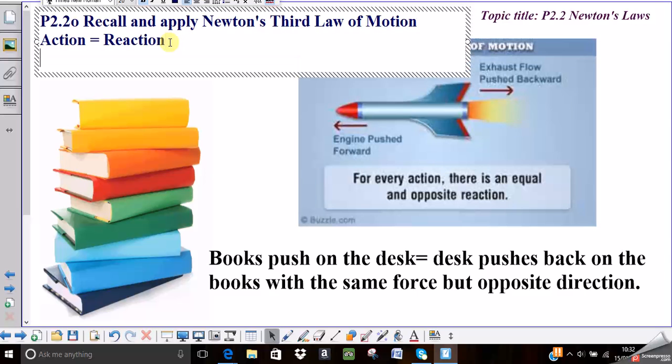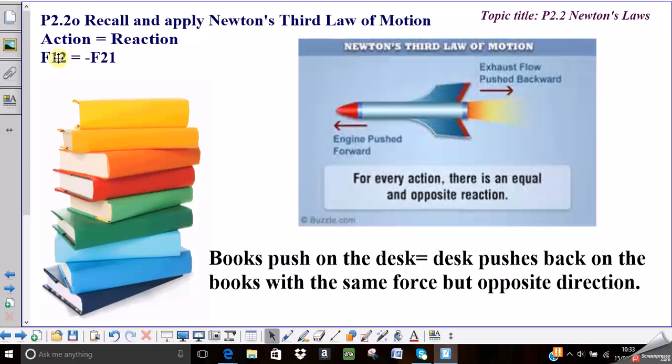Now I also add it like this, F12 equals minus F21. That means the force one object exerts on the other equals the negative of the force the other object exerts on the first one, because they will be in different directions. So for example, Newton's third law of motion: for every action there is an equal and opposite reaction.